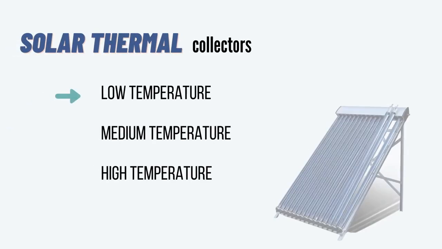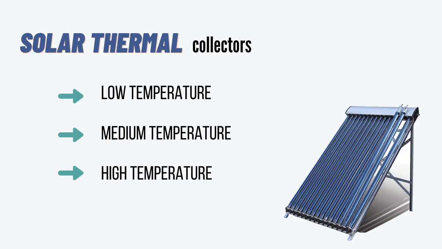There are three types of solar thermal collectors. Low temperature collectors are flat plates generally used to heat swimming pools. Medium temperature collectors are also usually flat plates but are used for heating water or air for residential and commercial use. Meanwhile, high temperature collectors concentrate sunlight using mirrors or lenses and are generally used for fulfilling heat requirements up to 300 degrees Celsius.